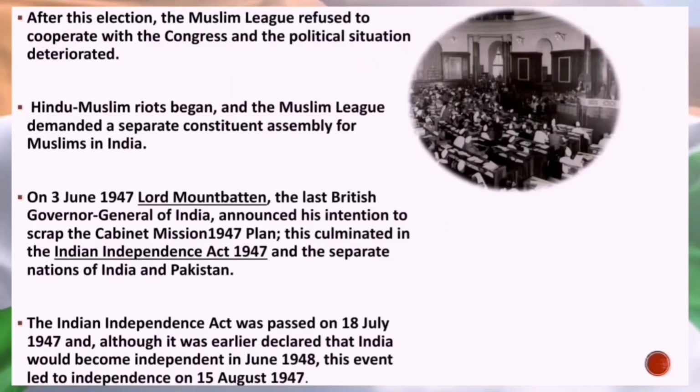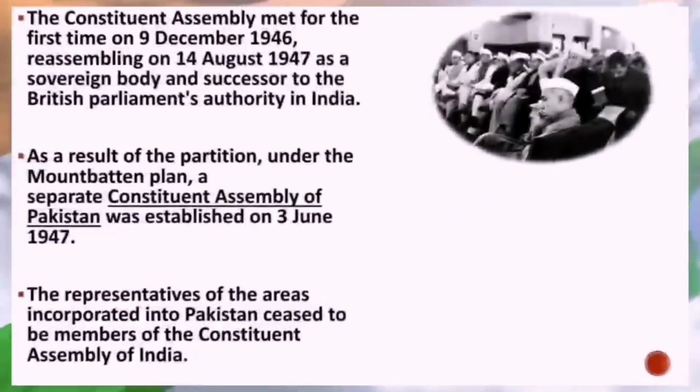This event led to the independence of 15 August 1947. The Constituent Assembly met for the first time on 9 December 1946, reassembling on 14 August 1947 as the sovereign body and successor of the British Parliament's authority in India.